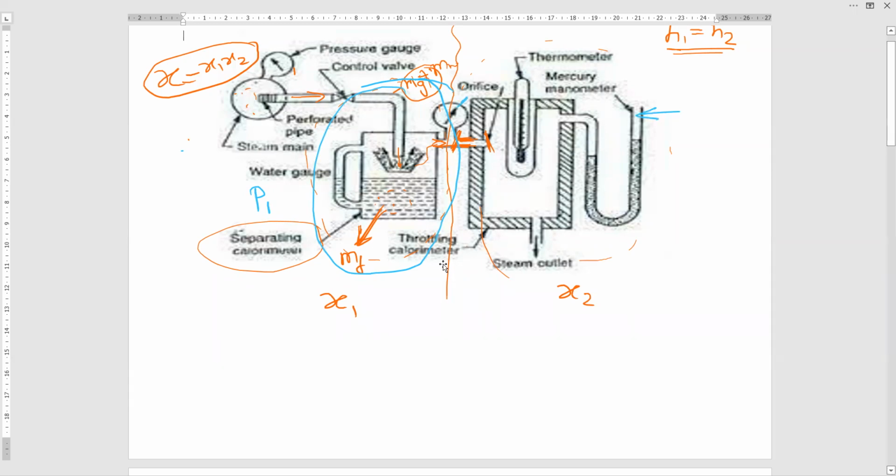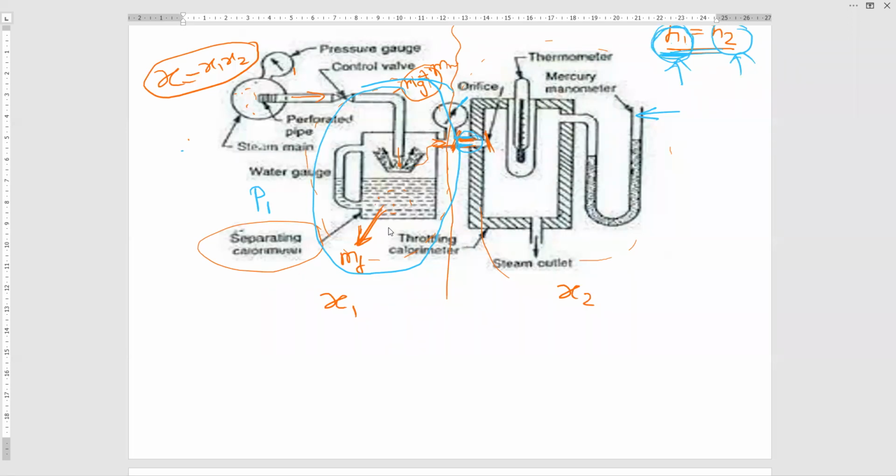Now what we need to do is write two expressions, because H1 is equal to H2. We have to write the energy balance equation for H1, as well as for H2. First I will write H1. H1 doesn't mean that it is at point number 1. Keep in mind, it is the enthalpy at inlet to the throttling calorimeter, at this point. H2 is the enthalpy at outlet after the throttling device, that is, before the throttling device and after the throttling device. That is the meaning.